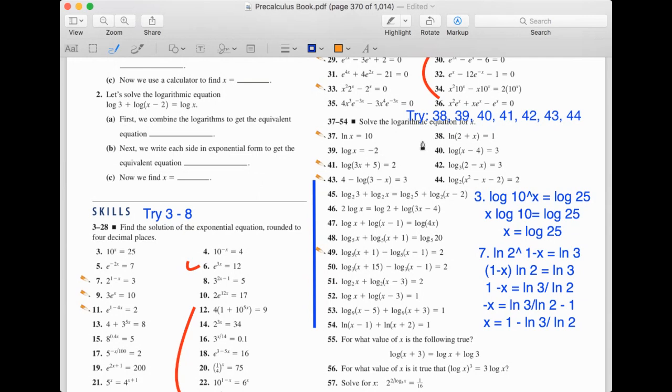See, 38 up to 42, all we have to do is just rewrite it into exponential form, right? And solve for x. 43, 44 need a little more work. We need to isolate the log term first, then rewrite as exponential form. And 44 is a quadratic equation. We have quadratic forms.